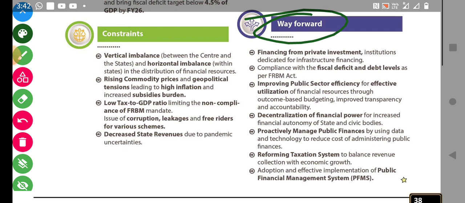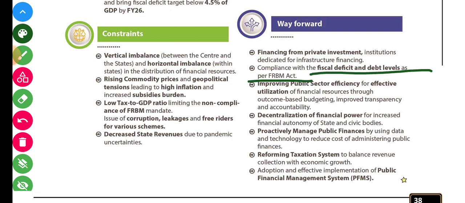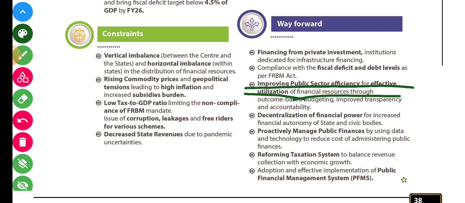What is the way forward, or what are the various initiatives with which the government or community participation can tackle the government's financial constraints? Okay, so first is financing from private investment, keeping fiscal deficit and debt levels as per the FRBM Act, and improving public sector efficiency for effective utilization of financial resources through outcome budgeting, improved transparency and accountability. This can be remembered.